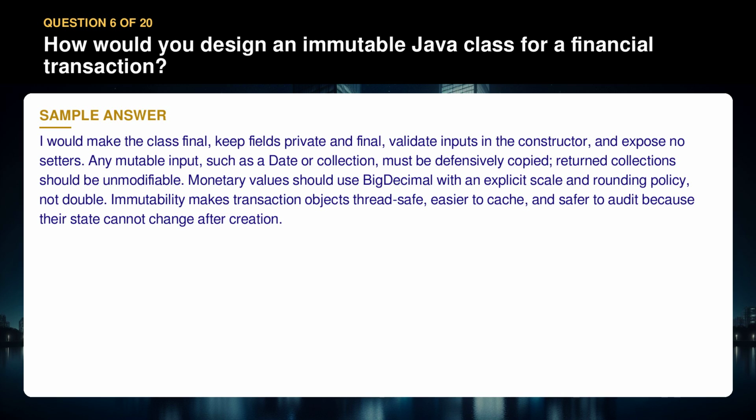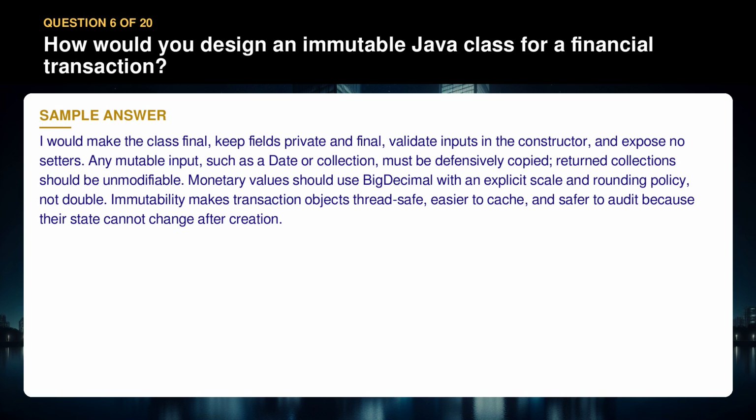Question 6. How would you design an immutable Java class for a financial transaction? I would make the class final, keep fields private and final, validate inputs in the constructor, and expose no setters. Any mutable input, such as a date or collection, must be defensively copied. Returned collections should be unmodifiable.